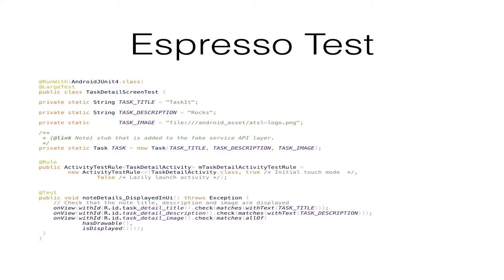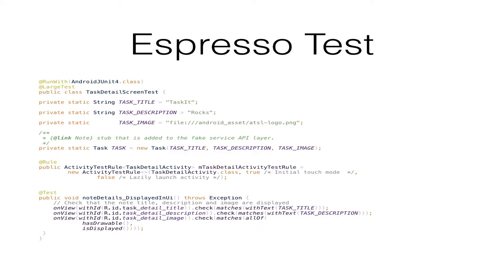we set which activity we want to use to test with. In this case, it's the task detail activity. And make it where we're going to launch with @Test, and it's super simple.